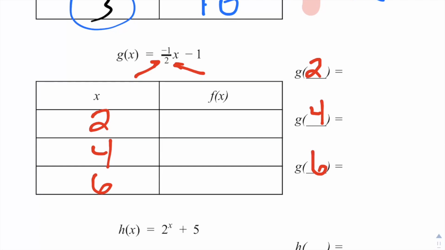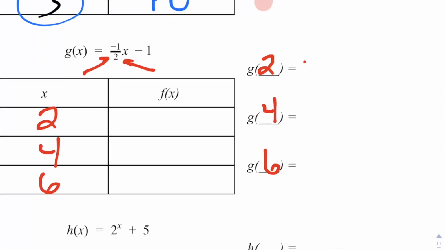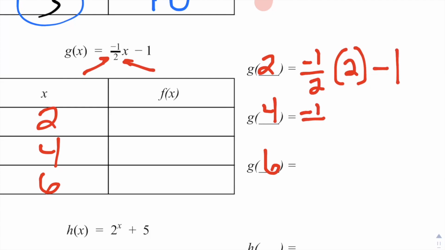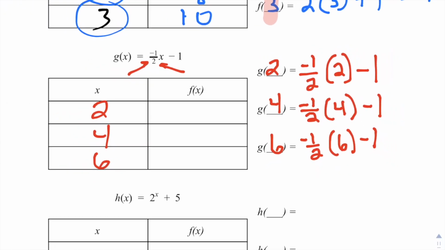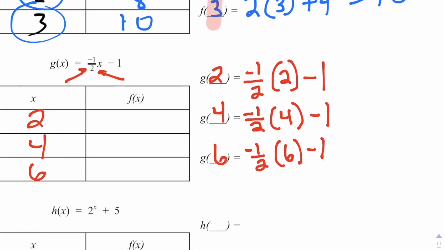So let's do our first one. So g at 2, we have negative 1/2 times 2 now, because the 2 is going in for the x, minus 1. Again, we have negative 1/2 times 4 now, because the 4 is going in where the x was, minus 1. And then last here we have negative 1/2 times 6 now, minus 1, because the 6 goes in where the x is. So now let's solve these and get our outputs.